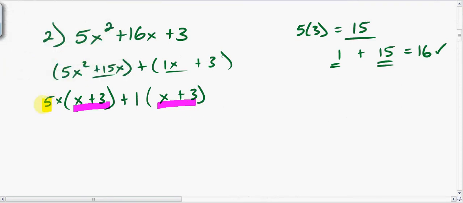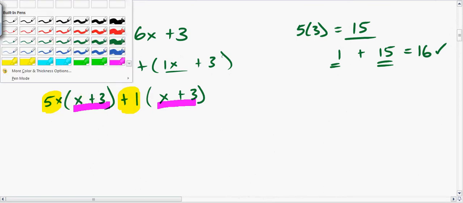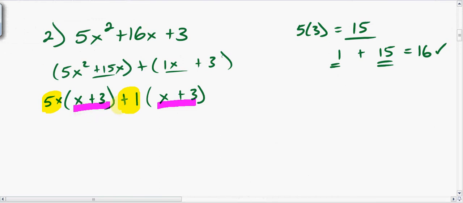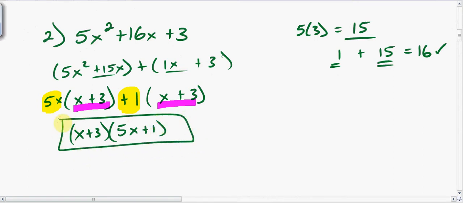Alright, and then we're also going to be interested in these outside terms as well. So the two quantities that are the same, x plus 3, I write once. And then I look at the information outside the parentheses, which is the 5x plus 1. And that gets written as well. And there's your answer. And again, you could check by foiling.